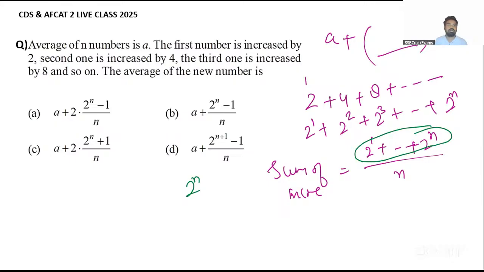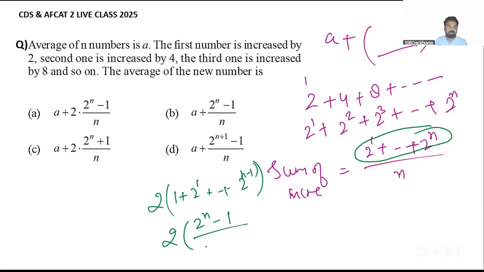Okay, first, not like this. We can start by noticing that from here we can take 2 common. Take 2 common, and you will be left with 1 plus 2 raised to power 1 and so on, up to 2 raised to power n minus 1. So this sum is given by 2 raised to power n minus 1 upon 2 minus 1.